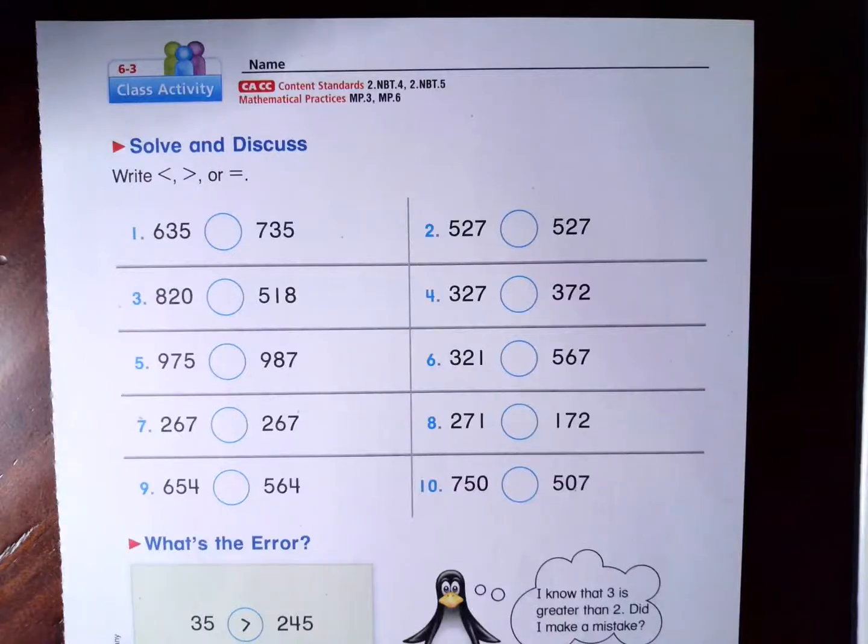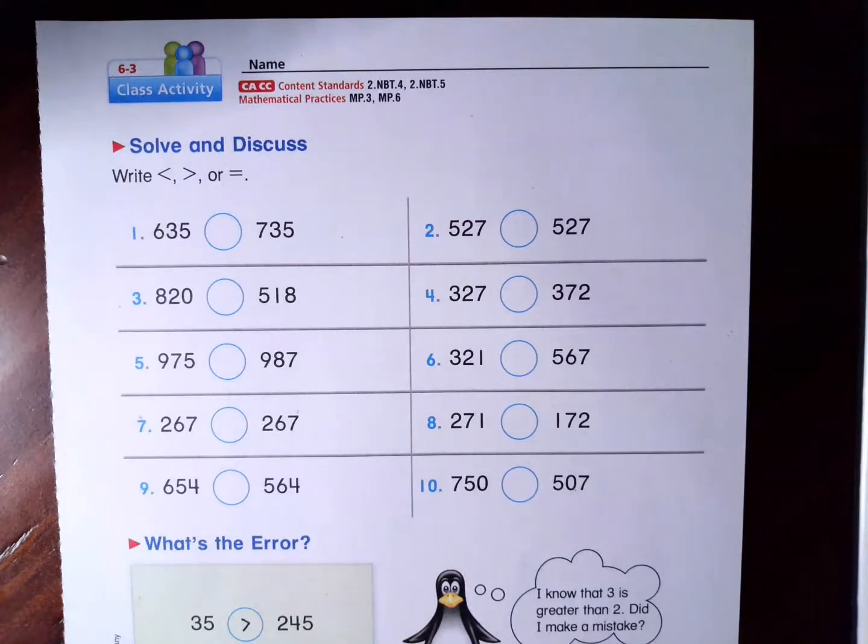Hi friends, this is the math lesson for second grade. This is Unit 6, Lesson 3. We are going to be comparing numbers today. Now we've done this before, but this time our numbers are going to be bigger. So you have to be careful because it can get confusing. This first page is not super confusing, but you'll see what I mean on the next page.